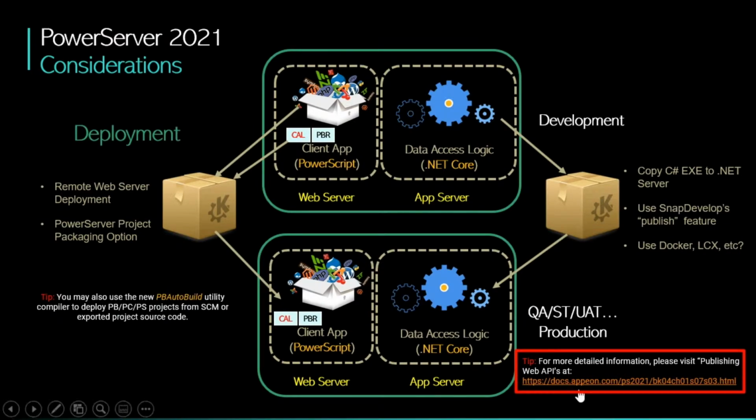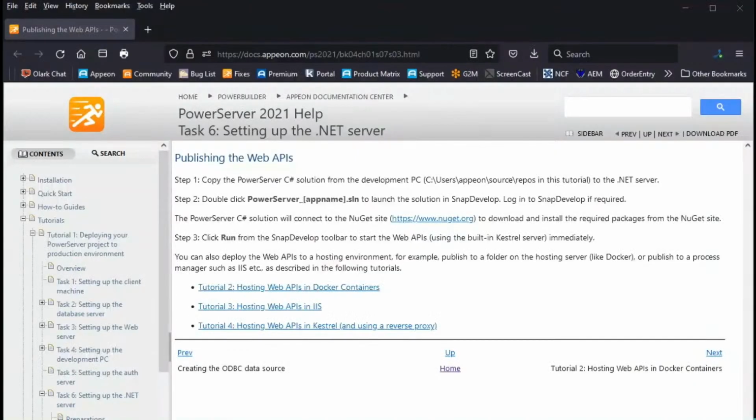So one of the things you may want to do here is to visit the Appian documentation at this particular URL. If you go to that URL, in my case, it launches my favorite browser, Firefox. Going to that URL, you can see there's all sorts of information on how to publish a web API, and there are different tutorials on how to do it as well.